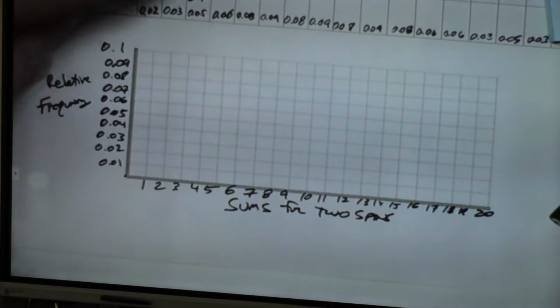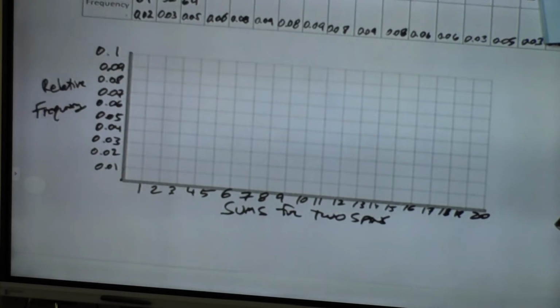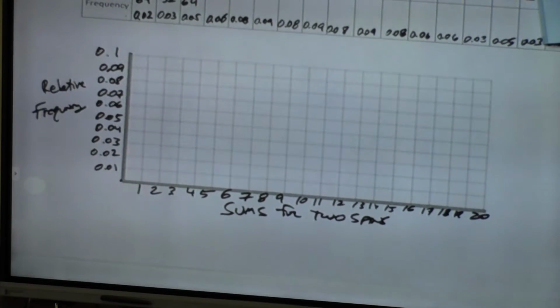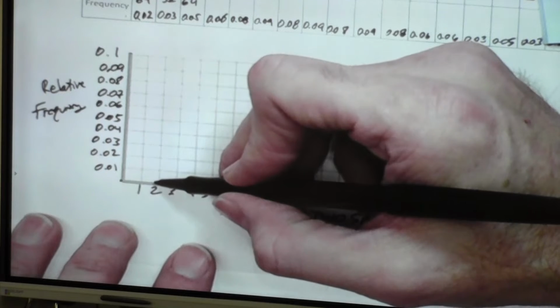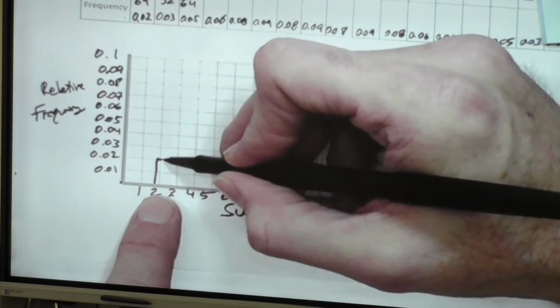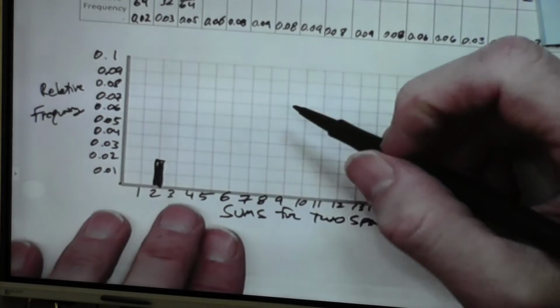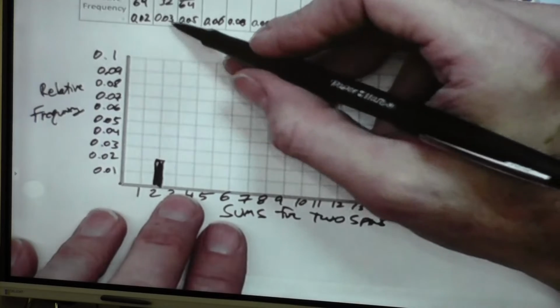So we're going to take this data, the relative frequency based on what sum you get, and we're going to graph it. I'm going to try to graph it the way that they showed first. For 2, we're getting up to here, so I'm going to do one of these little ones like that. For 3, it's up to 0.03.